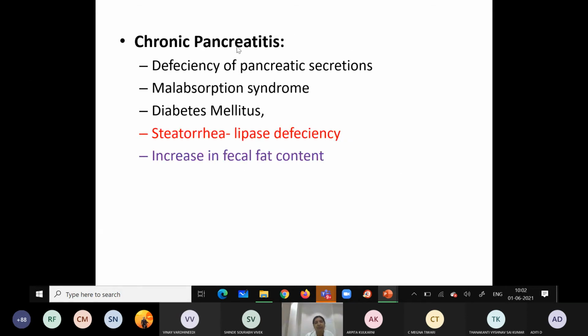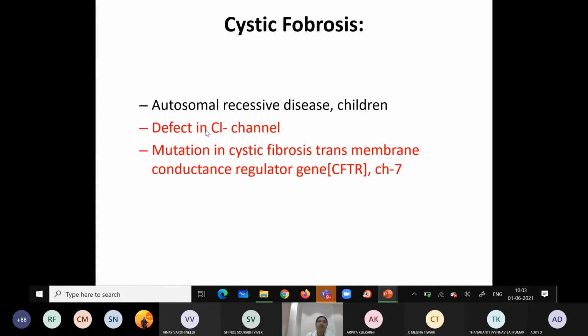Now, chronic pancreatitis, as I told, is the most common. And what are the features? There will be deficiency of pancreatic secretion. This leads to malabsorption syndrome, and because of lack of insulin, the person may also develop diabetes mellitus. And the most important feature is steatorrhea. Because of pancreatic lipase deficiency, there is foul-smelling fecal matter, right? Now coming to cystic fibrosis, you will have a short answer, 3 marks question on cystic fibrosis.